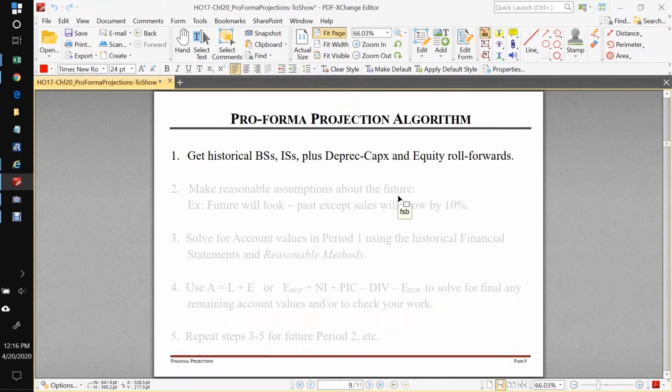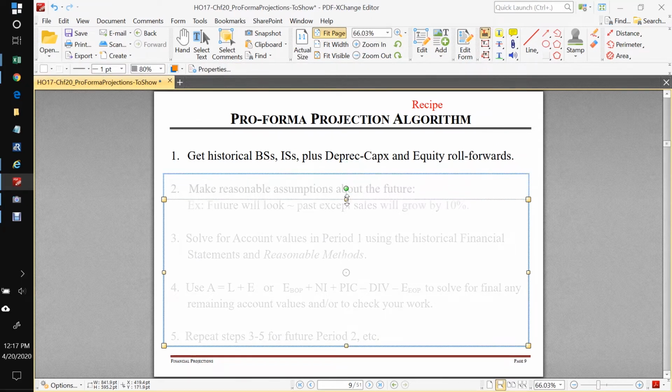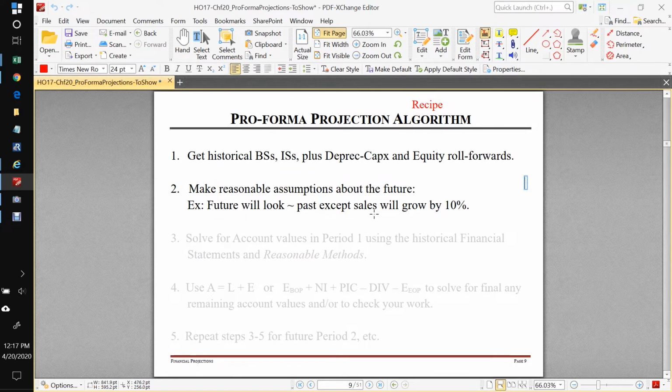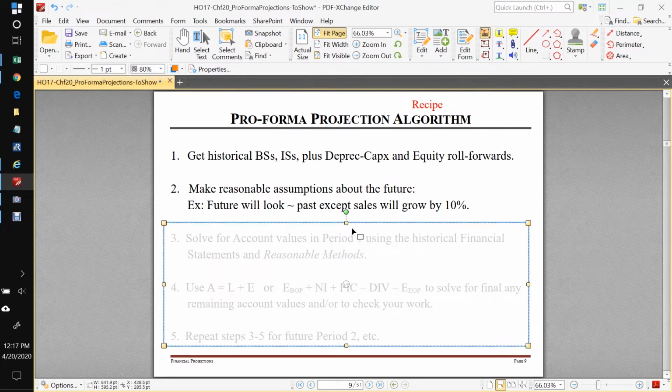So with that in our pocket, here's our little algorithm, and an algorithm, as you know, is just a fancy word for recipe. So here's our little recipe for projecting forward. We're going to need some historical balance sheets, income statements, and we're going to need depreciation, capex, and equity roll forward equations. I'll remind you of those. Those are something I'm sure you learned in financial accounting and might need a little reminder. And then next we'll make reasonable assumptions about the future, something like the future will look like the past, except that we think we can grow sales by 10% instead of 8% or something like that.